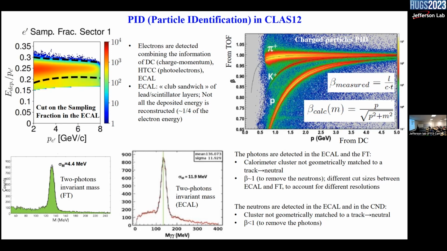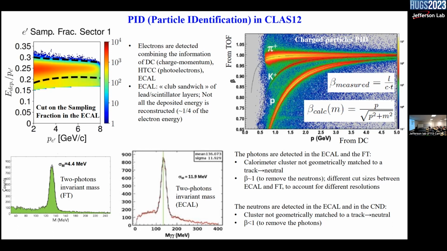So the way in practice we decide if it's a neutral is by checking if there is a match with any track reconstructed in the drift chamber. So this is the first step. You see a hit in a calorimeter, you go back and you see, does this geometrically match to a reconstructed track in the drift chamber? If it doesn't, it has to be a neutral.